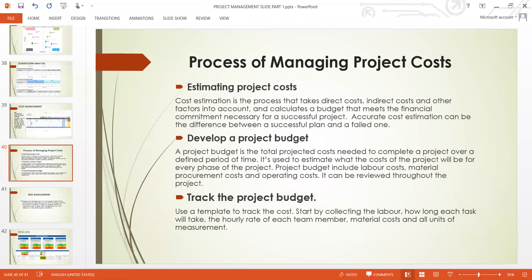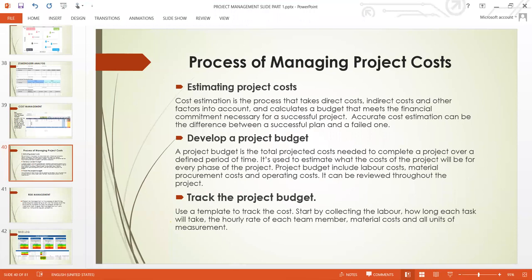A project budget is the total project cost needed to complete a project over a defined period of time. It's used to estimate what the cost of the project will be for every phase of the project. Project budgets include labor costs, material procurement costs, and operating costs. It can be reviewed throughout the project. So after estimating, you plan and develop a real budget that's going to be a working document for you to manage your project.